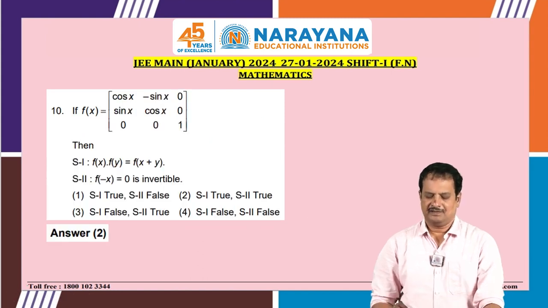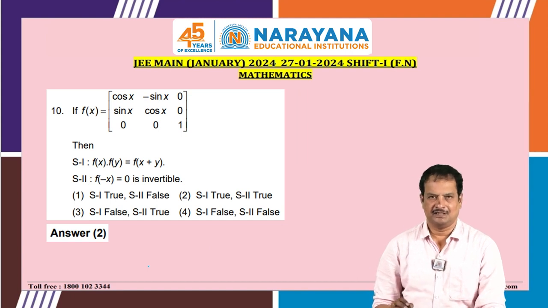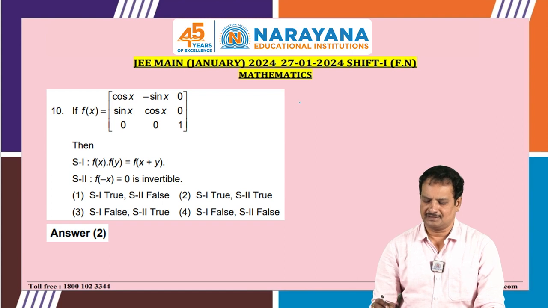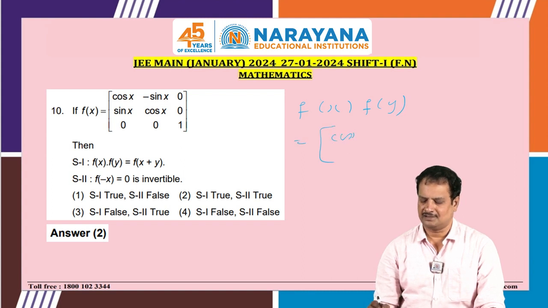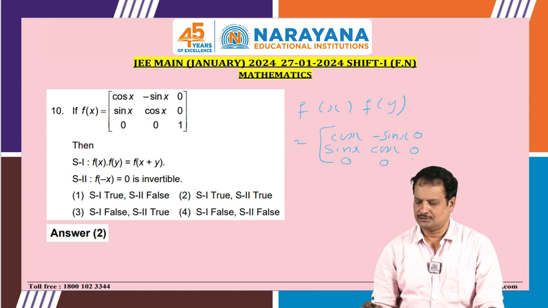This is f of x given as a 3 by 3 matrix: cos x, minus sin x, 0; sin x, cos x, 0; 0, 0, 1. Now statement 1: f of x into f of y equal to f of x plus y or not, we can cross check this. So take f of x into f of y. When you multiply these two, what about this one? This is nothing but cos x, minus sin x, 0; sin x, cos x, 0; 0, 0, 1.